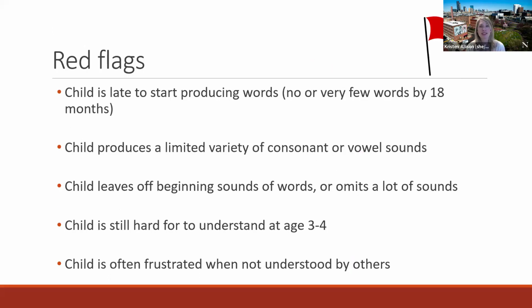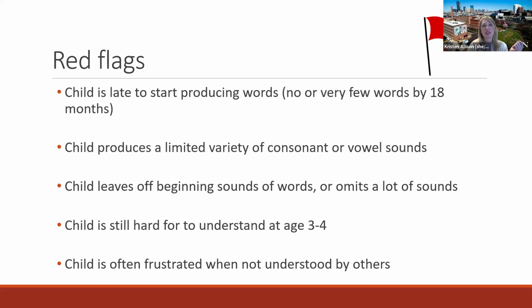All right, so to summarize a little bit about typical development and what we know about typical speech development, here are some red flags, signs to look for that should make you think maybe I should have my child evaluated by an SLP. If a child is late to start producing words at all, has no or very few words by 18 months of age, or produces a very limited variety of consonant or vowel sounds around 18 months of age, those would be red flags to get your child evaluated. There's been research showing that children with CAS and dysarthria are usually very quiet babies, have less babbling, and have less variety of consonant and vowel sounds in their babbling. So while it's really hard to make a definitive diagnosis of childhood apraxia of speech or dysarthria at those very young ages, those are some red flags for that.